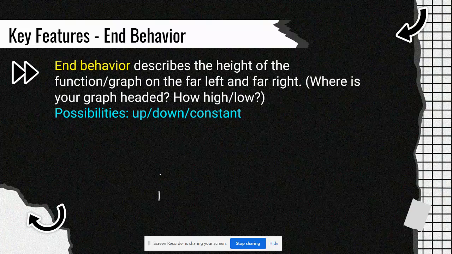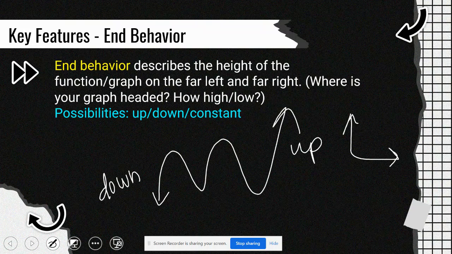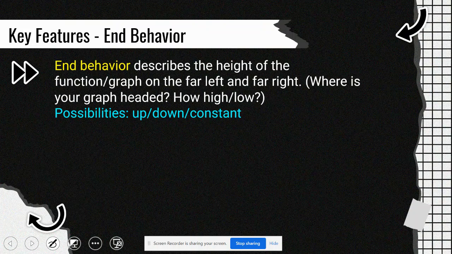For example, here's just a random little graph that I'm going to throw out there. This might be a function that we're studying. On the left, it's pointing down, and on the right, it's pointing up. That's essentially what end behavior is, but in fancy mathematical notation. Or maybe we have a function that looks like this. On the left, this function is pointing up, and on the right, it's flattening out towards a constant value, and we'd have to look at the height of our graph to see where exactly that is.